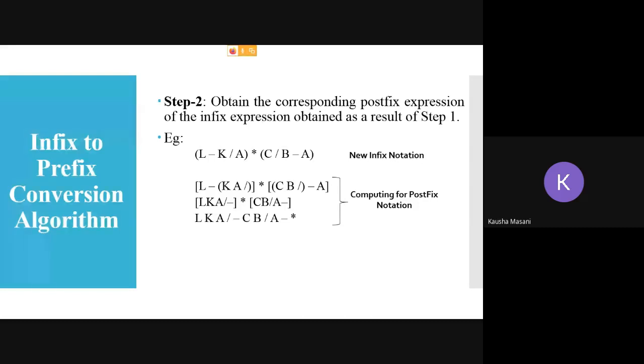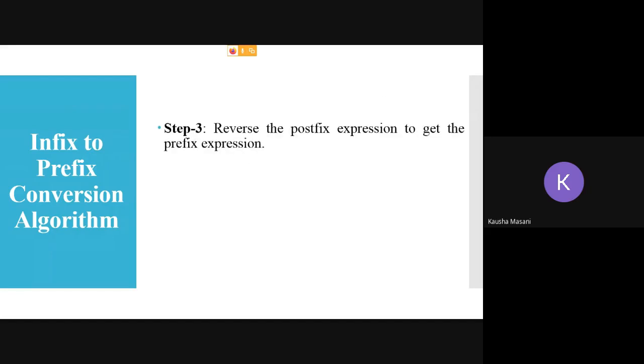Once you get the end result of this postfix conversion, what you are going to do with that end result? Again, step number 3, you are going to reverse that. Okay, reverse that postfix end result into the prefix, and that is your answer.